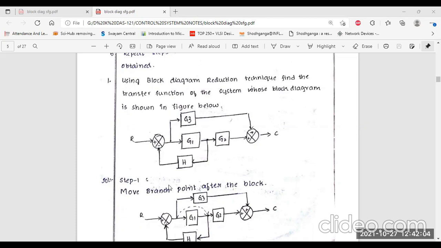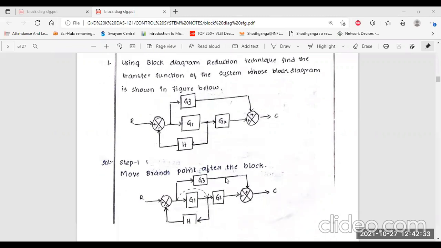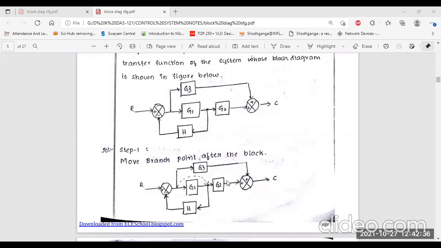Okay, so now the first step: move the branch point after the block. That means these are basically the branch points. So this branch point we have to shift from here to here. That's why you can see the dotted line I have used from this part to this part. That means G3 is shifted from here to here. Now we have to calculate this equation. Please remember these things also, but the other part remains the same.